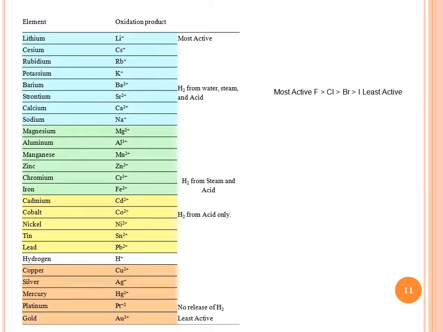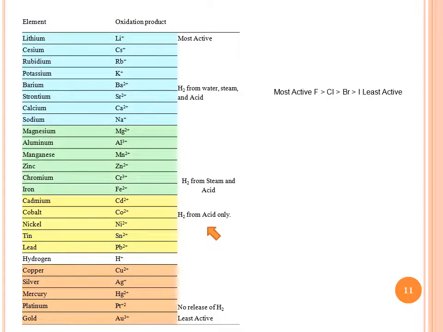Things higher up on the activity series are more active. Things at the bottom are less active. So something higher up on the activity series will displace something that is lower and farther down. The substances in blue are active enough to displace hydrogen gas from water, steam, and acid. The elements in the green area will displace hydrogen gas from steam, or really, really hot water, and acid.